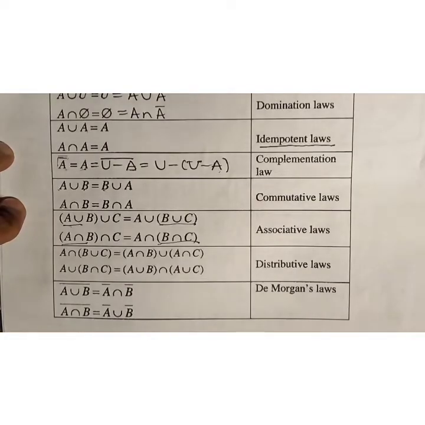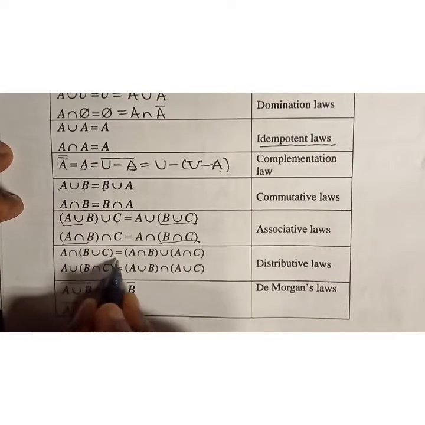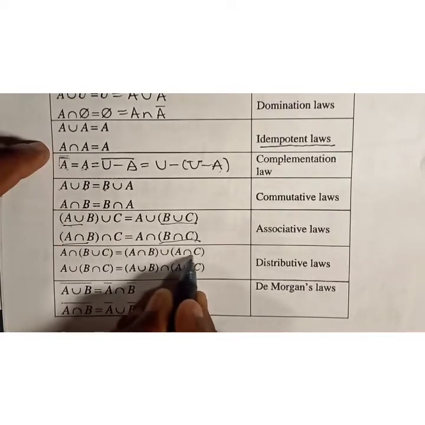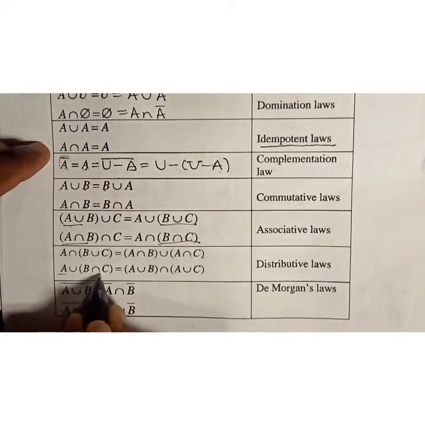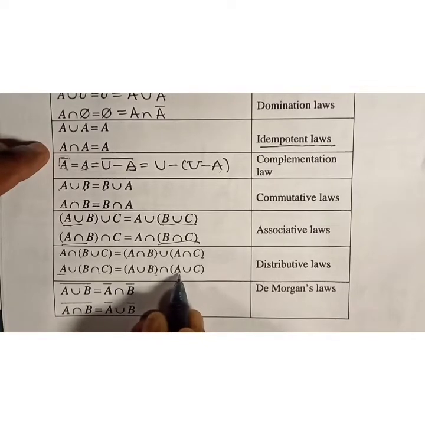Distributive laws. A intersect into B union C can be written as A intersect B union A intersect C. And also A union into B intersect C can be written as A union B intersect A union C.